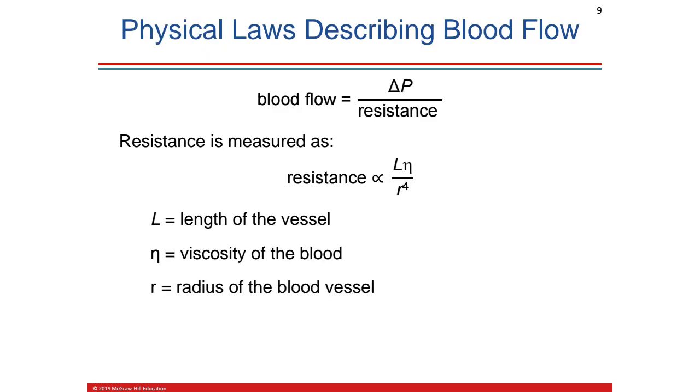As a quick reminder, we had this original equation, blood flow equals delta P over resistance. And that's why we're so interested in resistance, because it's going to help determine blood flow, say, through an organ such as your brain. So resistance is measured as this. Resistance is proportional to the length of the vessel multiplied by the viscosity of the blood divided by the radius raised to the fourth power.